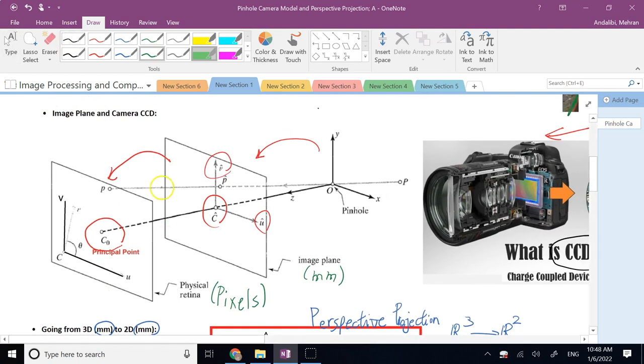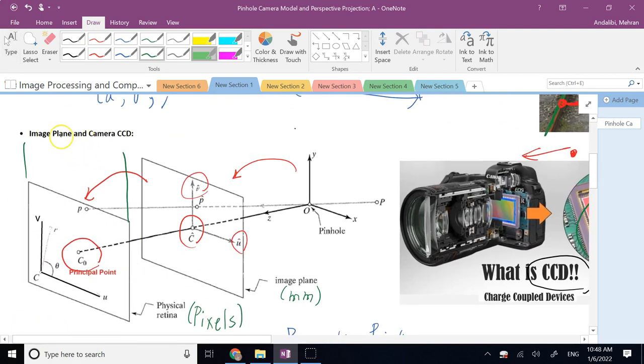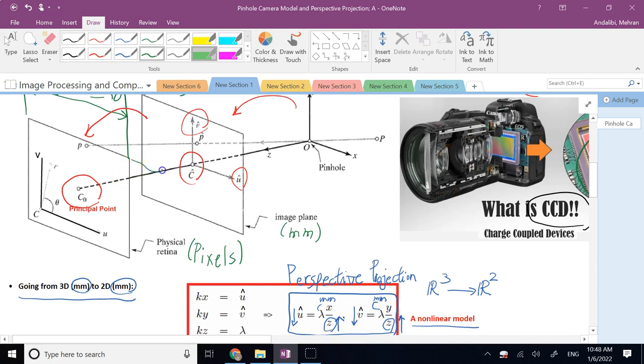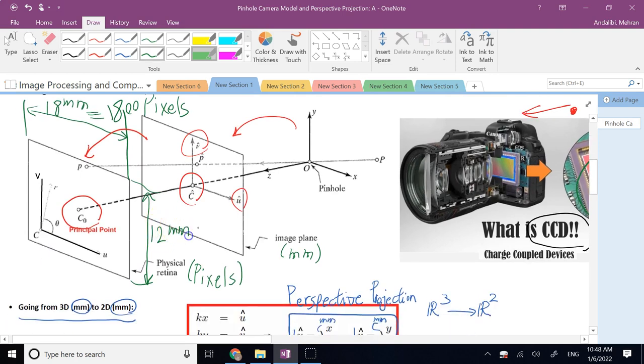What does that mean? For example, the size of this physical camera CCD is, let's say, 18 mil. This length of the physical retina, which is 18 mil, has, let's say, 1800 pixels. And this height of the physical retina, which is, for example, 12 mil, corresponds to, not necessarily always the same ratio, maybe 1400 pixels.